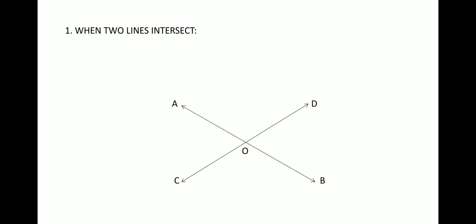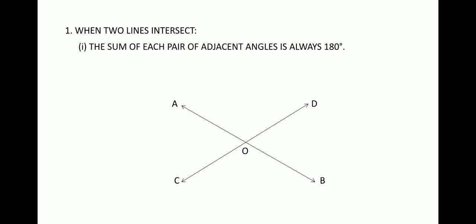Welcome class 6. Today we are going to start with chapter 25, properties of angles and lines. So the first property that we are going to discuss is when two lines intersect. When two lines, let's say line AB and CD, intersect at point O, then the first thing that we'll notice over here is the sum of each pair of adjacent angles is always 180 degrees.